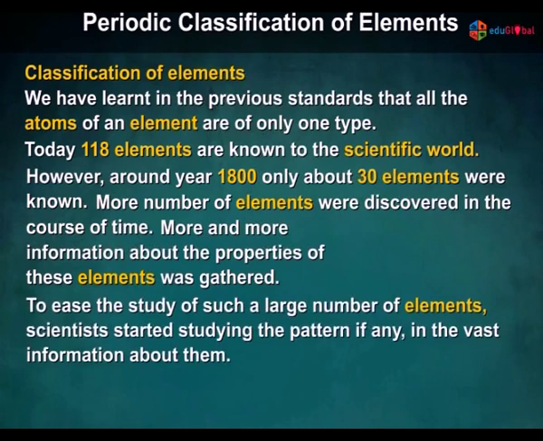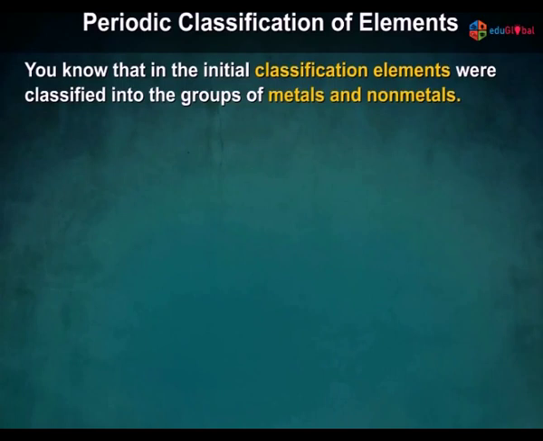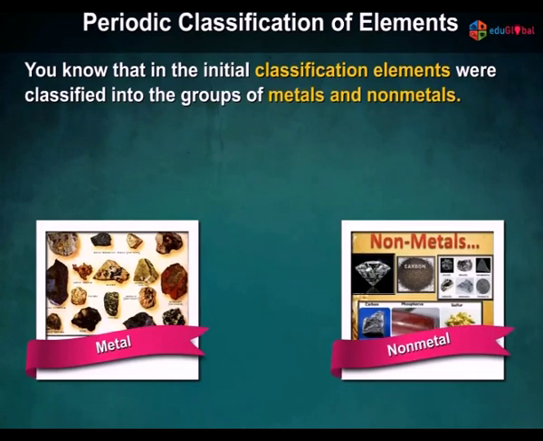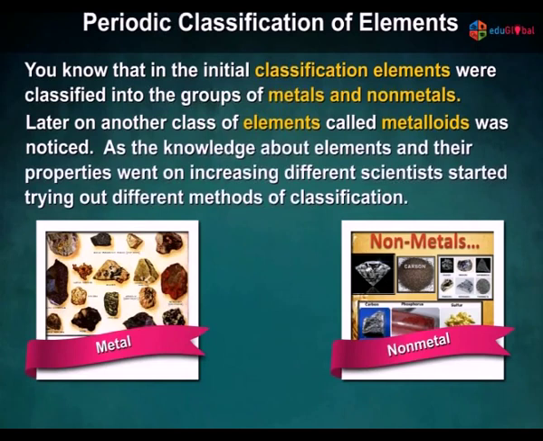To ease the study of such a large number of elements, scientists started studying the pattern, if any, in the vast information about them. You know that in the initial classification, elements were classified into the groups of metals and non-metals. Later on, another class of elements called metalloids was noticed. As the knowledge about elements and their properties went on increasing, different scientists started trying out different methods of classification.